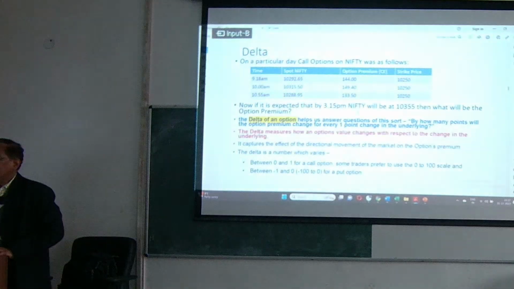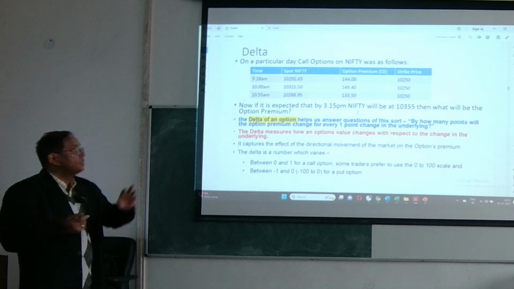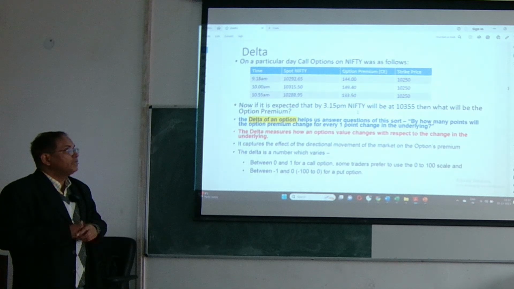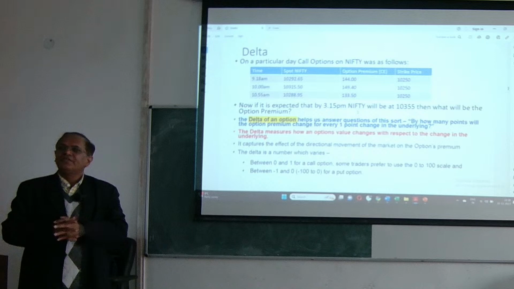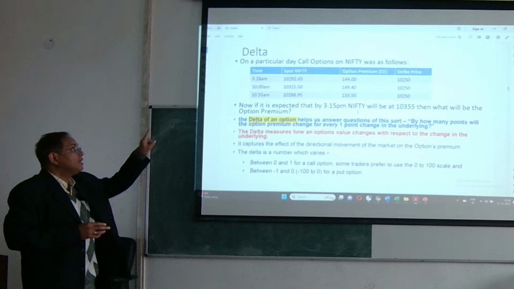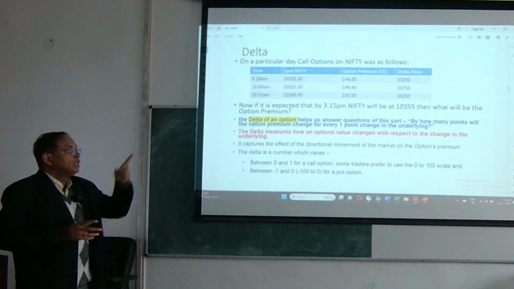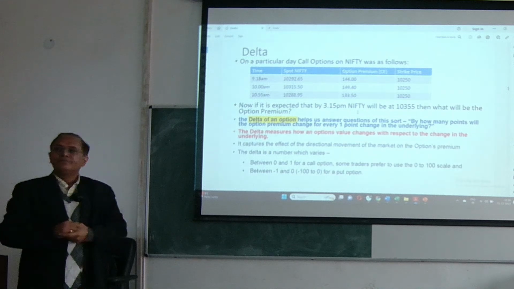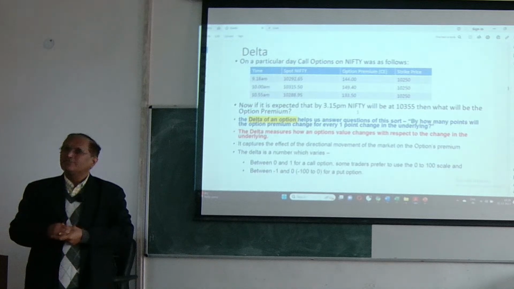Now, if you look here, suppose it says you have to calculate at 3:15 p.m. on the same day. It is expected that Nifty will be 10,355. Right now at 10:55, how much is it? 10,288.95. What will be the option premium at that point of time? Simple question. Using delta, one can find out.